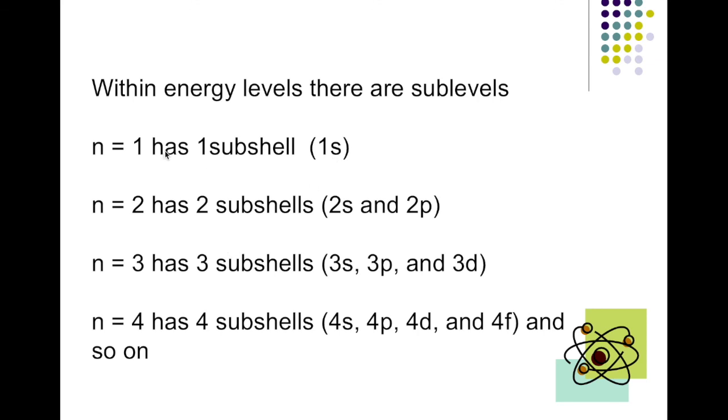Now let's move up to the next shell, n equals 2. That shell has two subshells. It has 2s and it has 2p. The third shell, n equals 3, has three subshells, 3s, 3p, and 3d. And same thing for the fourth shell, n equals 4, which has four subshells, 4s, 4p, 4d, and 4f. Now, when we say and so on, we only have these four different types of subshells: s, p, d, and f. Those are the only types of shells that ever occur on atoms.